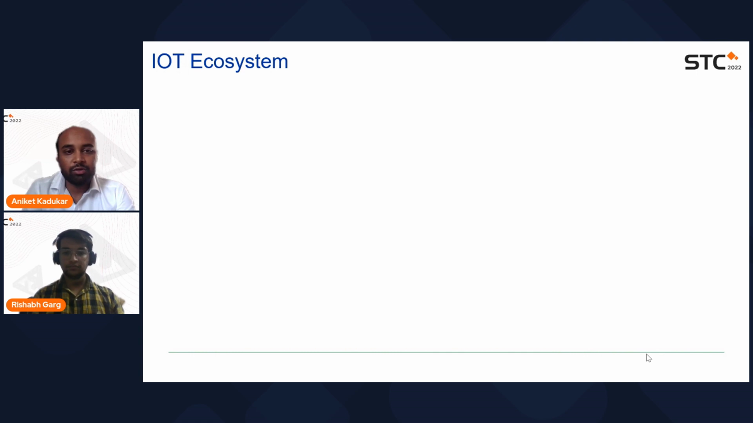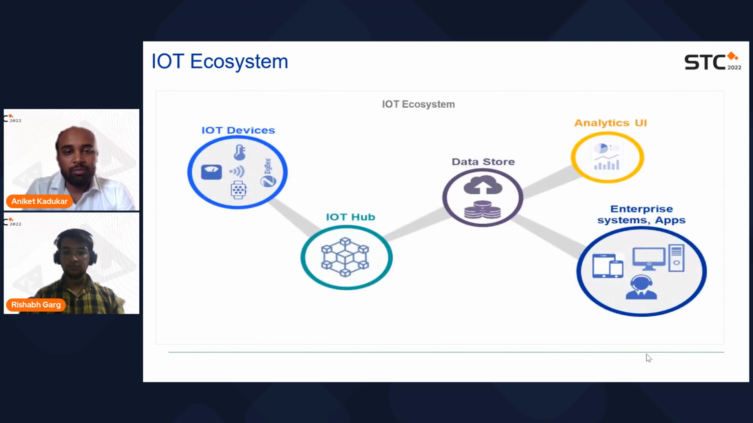If you are able to see my screen, I am sharing this IoT ecosystem block diagram. Any IoT ecosystem consists of five components. The first is IoT devices, the next is the IoT hub, the third is the data store, then we have the analytics UI, and the fifth is the enterprise system and application. The IoT devices sense the data from the environment, gather all the data and send it back to the IoT hub.